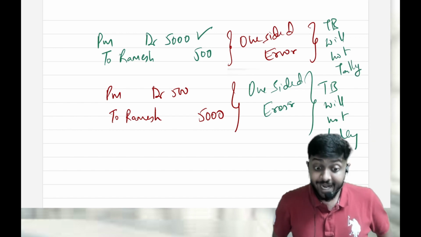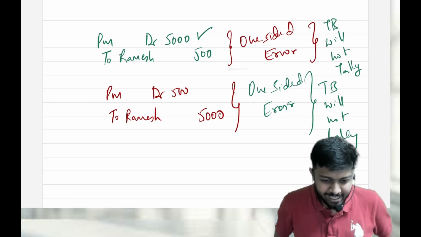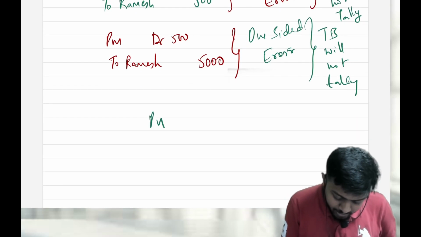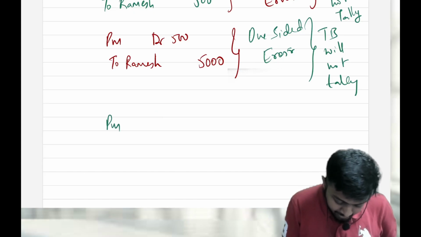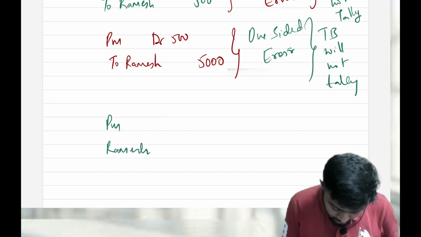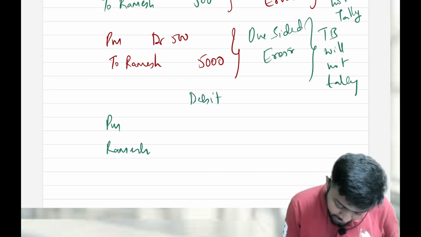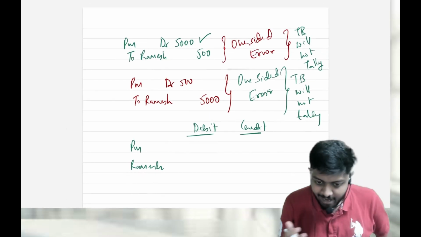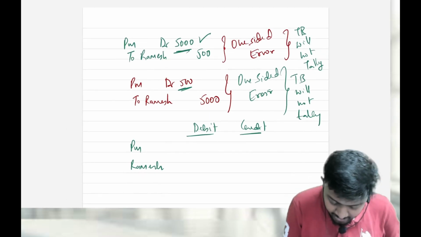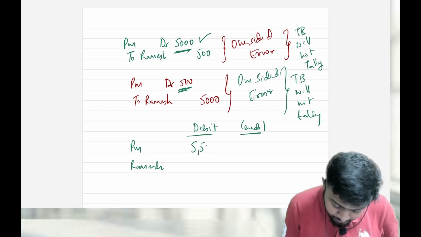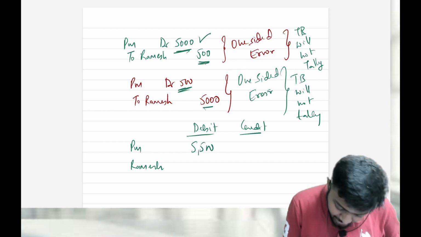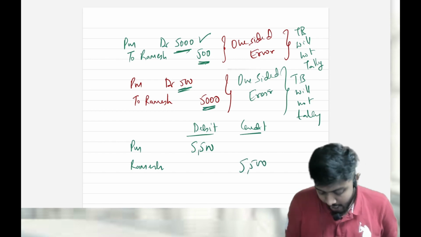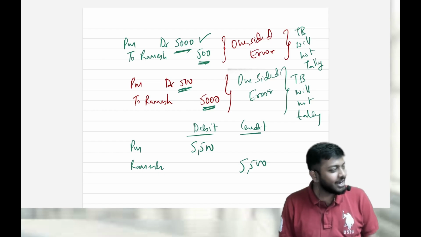But now let me draw one small trial balance only for these transactions. In my transactions, only two accounts are there. One account is Purchase, one account is Ramesh. Debit, credit, a small trial balance I'm drafting. The purchase expense will have a debit balance. How much? 5,000 plus 500. The balance will be 5,500. Ramesh, 500 and 5,000 total. Ramesh, the creditor, will have a credit balance of 5,500. The trial balance is tallying.